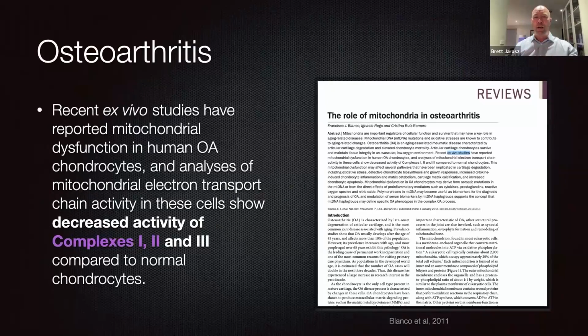So if we look at osteoarthritis and the role of the mitochondria in osteoarthritis, recent ex vivo studies have reported mitochondrial dysfunction in human osteoarthritic chondrocytes, and analysis of mitochondrial electron transport chain activity in these cells shows decreased activity of complexes 1, 2, and 3 compared to normal chondrocytes.